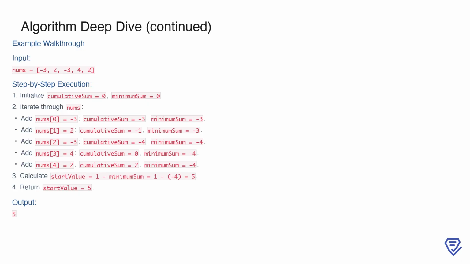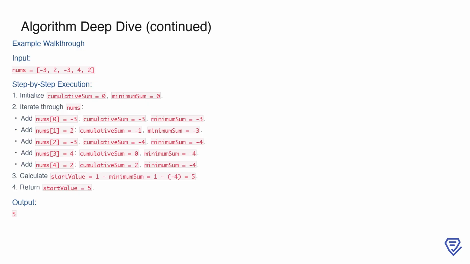Adding nums[2] equals -3 brings cumulative sum equals -4, so minimum sum is updated to -4. For nums[3] equals 4, cumulative sum becomes 0, and minimum sum stays -4. Finally, adding nums[4] equals 2 gives cumulative sum equals 2, with minimum sum still at -4. After the loop, we calculate start value equals 1 minus minimum sum, which is 1 minus -4 equals 5. This ensures that when we add 5 to the cumulative sum at each step, the sum will always remain positive.